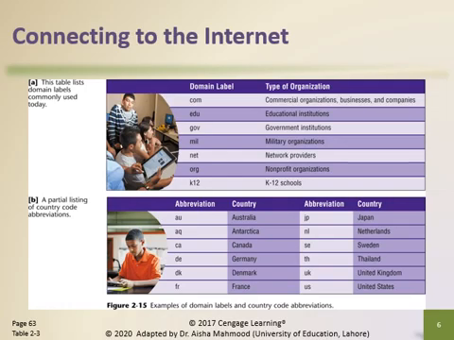This table shows some of the original TLDs, like .com, which is meant for commercial organizations, businesses, and companies. .edu is meant for educational institutions. .gov is meant for government institutions. .mil is for military organizations. .net is for network providers, and .org is for non-profit organizations. And for K-12 schools, we use .k12.